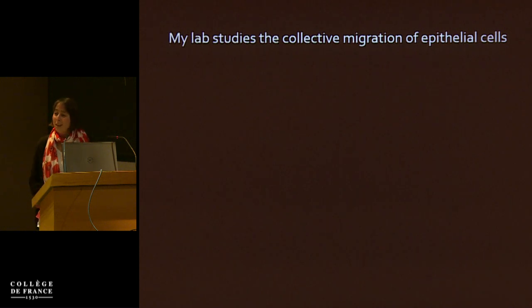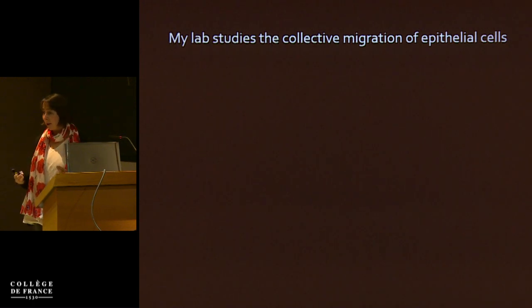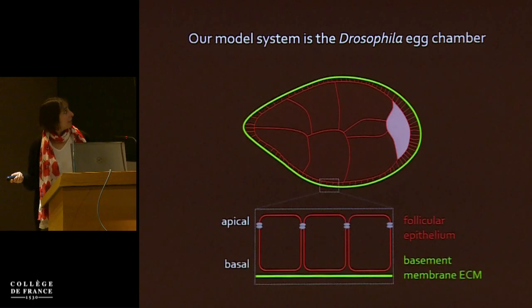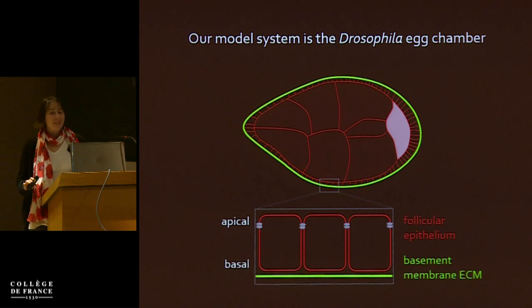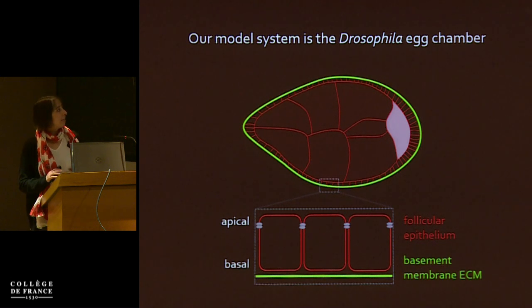But we're going to talk about an interest in my lab, which is the study of collective cell migration, and particularly how epithelial cells can migrate as a sheet. And we do this, hopefully some of the later movies will play so that you can see this really beautiful movement, in the context of the Drosophila egg chamber. This is an assembly of just about 1,000 cells that's going to give rise eventually to a single fly egg.